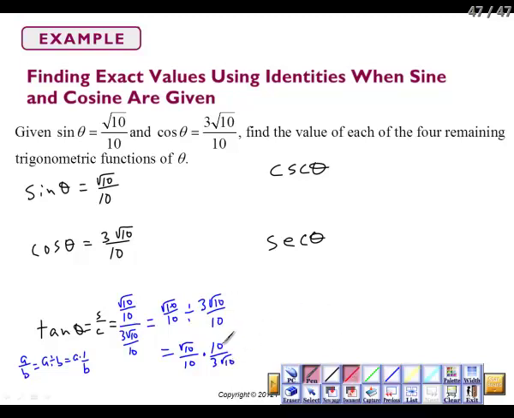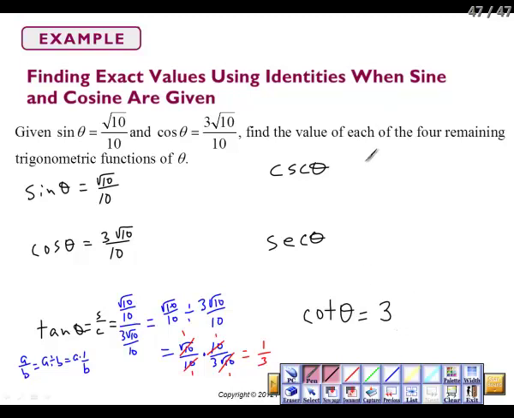And now we want to simplify. So the 10s, they can cancel, they simplify. And so what we have left is, since square root of 10 goes into square root of 10 once, and 10 goes into 10 once, we get 1 times 1 is 1, 1 times 3 is 3. So we end up with 1/3. Well, if tangent is 1/3, then what do you think cotangent is going to be? Well, cotangent is going to be the reciprocal of tangent. Since tangent is 1/3, cotangent is going to be 3 over 1, or just 3.